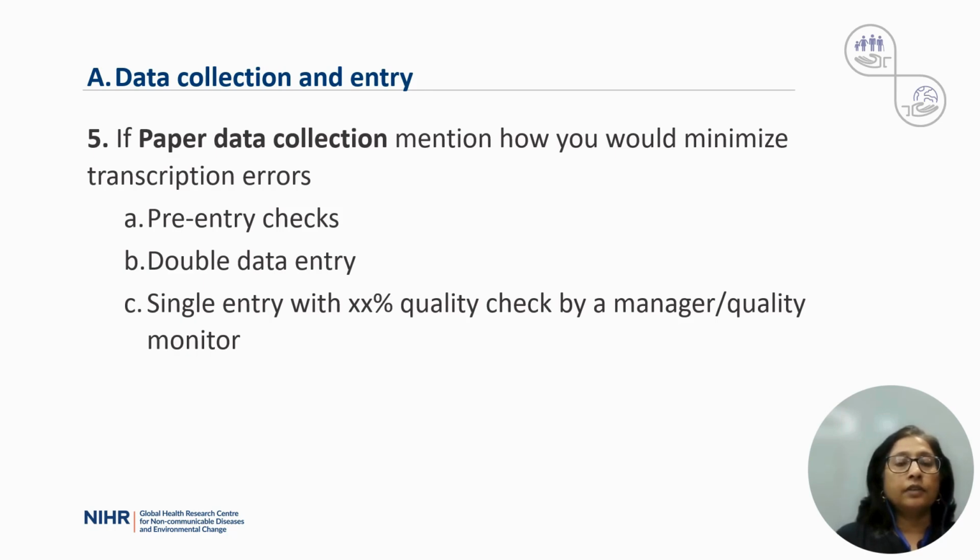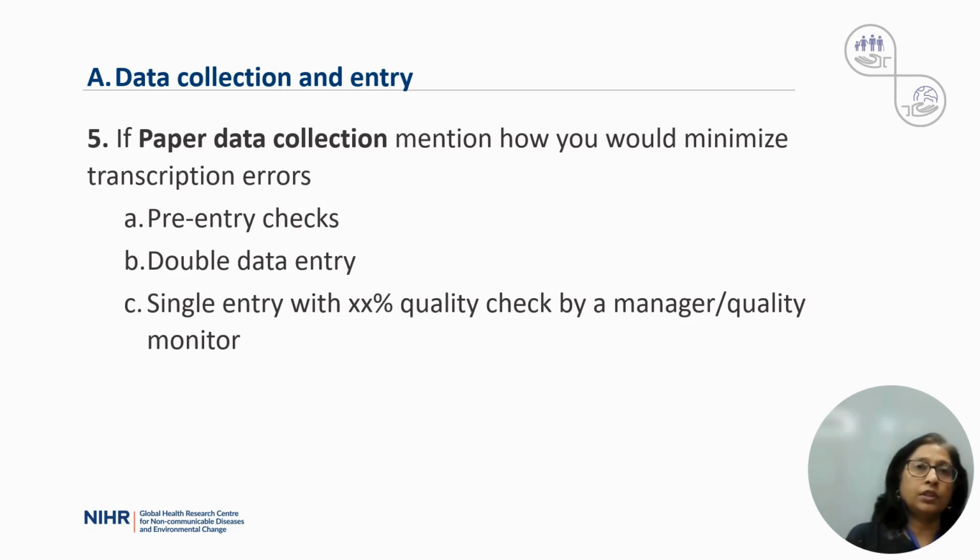The second aspect is, because you're collecting in paper and transcribing it into the electronic system, there can be errors which can happen not at the time of collection but at the time of entry. So the best way to minimize errors is double data entry, where two different people enter the data, or the same person enters the same data twice within the database. So there are many methods for double data entry.